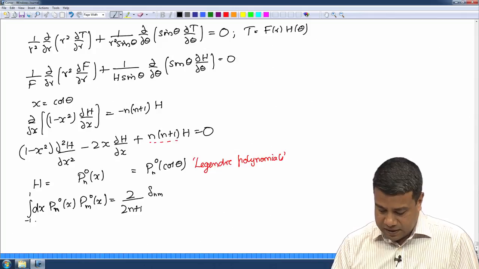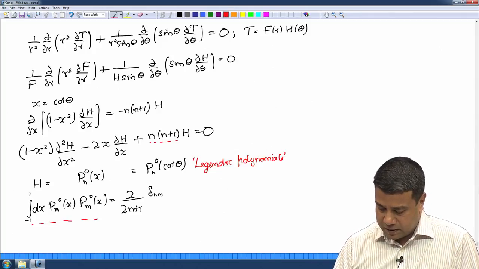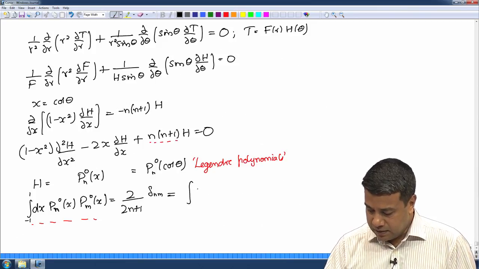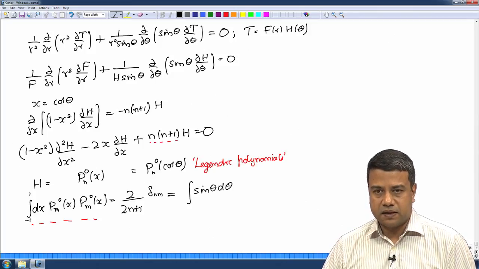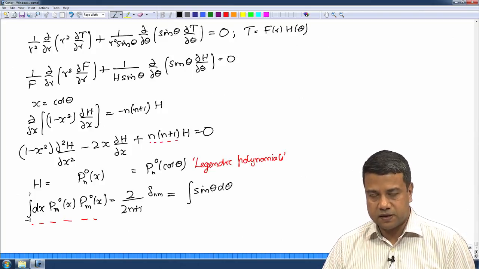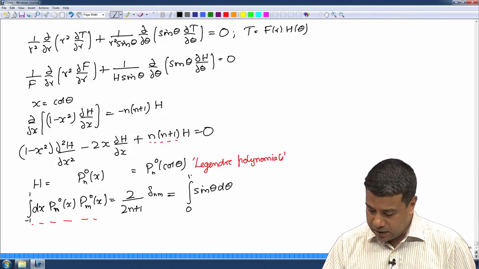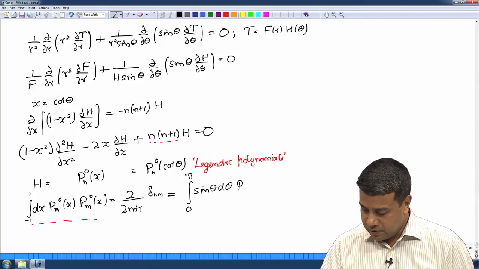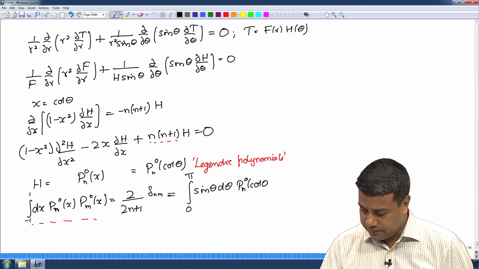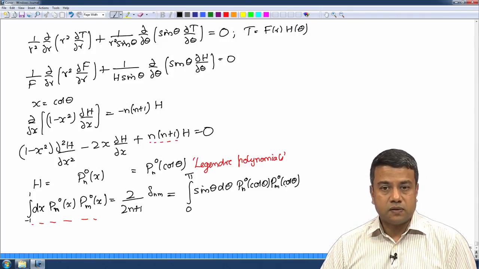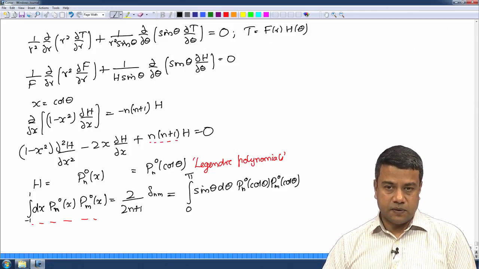And if I were to write this expression back in terms of theta, dx will be equal to sin theta d theta. It is actually minus sin theta d theta, but then the limits of integration become pi to 0, because at minus 1 it is pi and at 1 it is 0. So, if I take the limit as 0 to pi, I get sin theta d theta P n 0 of cos theta P m 0 of cos theta. So, that is the orthogonality relation that I have for this particular direction.